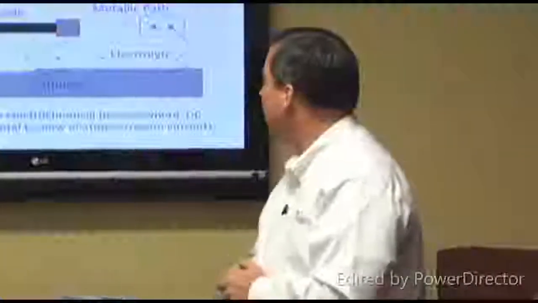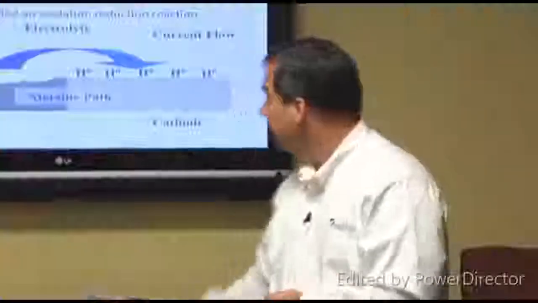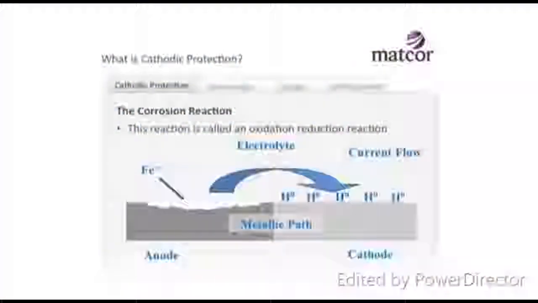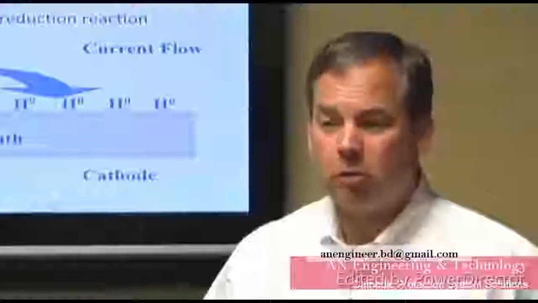So let's go back to our slide here. Actually, let me go back to the previous slide. My anode, my cathode, and my metallic path, the structure itself provides that. It's inherent in a piece of metal. It already has an anode, already has a cathode, and already has a metallic path. All you really need is this electrolyte. An electrolyte is a fancy word for something where current can flow. And in most cases, that's water.